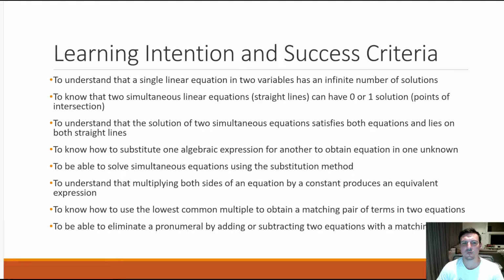to obtain an equation in one unknown, to be able to solve simultaneous equations using the substitution method, to understand that multiplying both sides of an equation by a constant produces an equivalent expression or equation, to know how to use the lowest common multiple to obtain a matching pair of terms in two equations, and to be able to eliminate a polynomial by adding or subtracting two equations with a matching pair. This sounds like a lot of stuff, but we can condense it into some very simple ideas. So let's get into it.